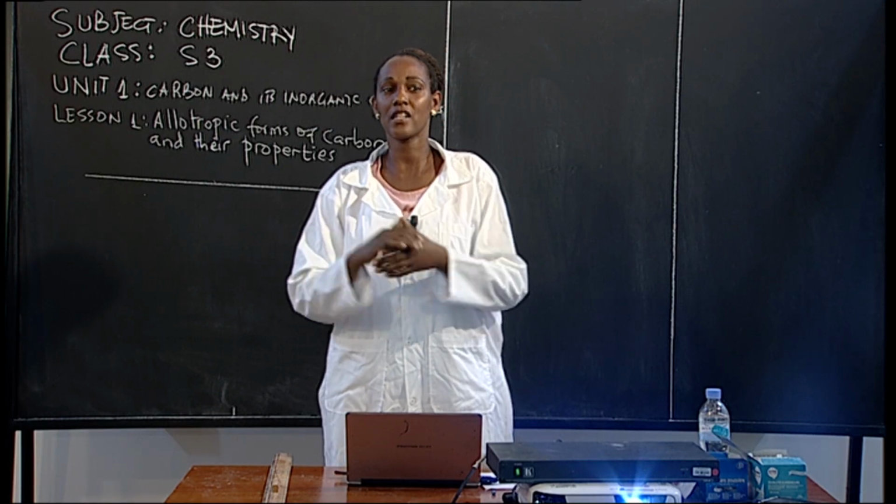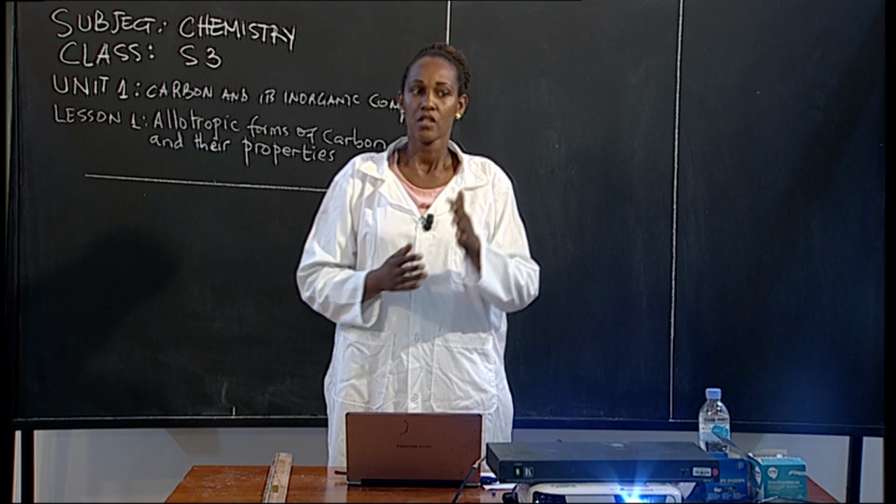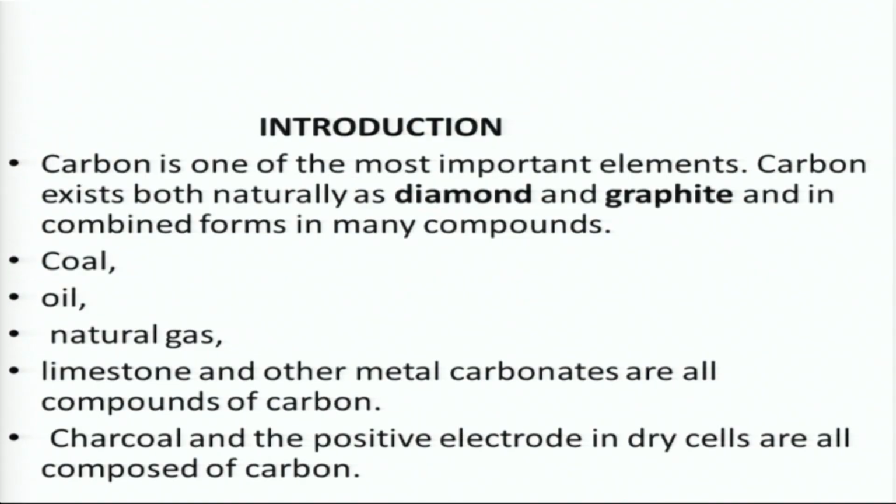So we said that carbon is the most common important element among the elements of the periodic table. It exists naturally as diamond and graphite, but also it exists in other combined forms. Naturally, we have carbon as diamond and graphite. And then we have carbon in a combined form, all right? That is coal, oil, natural gas, limestone and other metal carbonates, and then charcoal. Charcoal also is a form of carbon, all right?